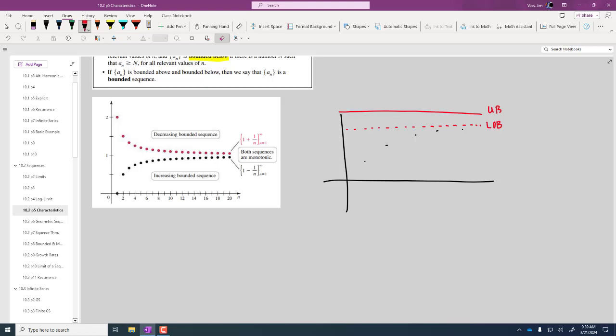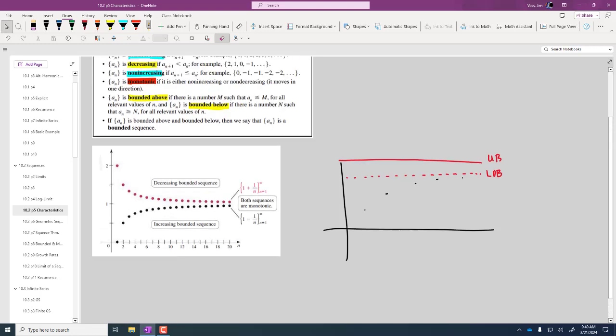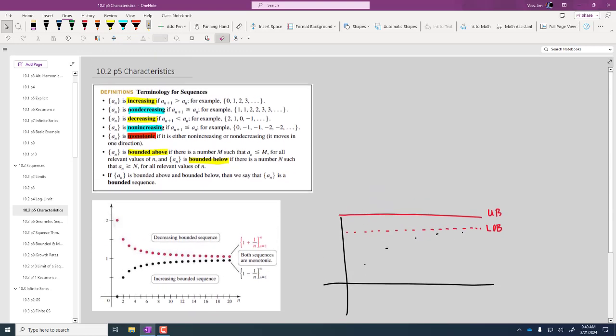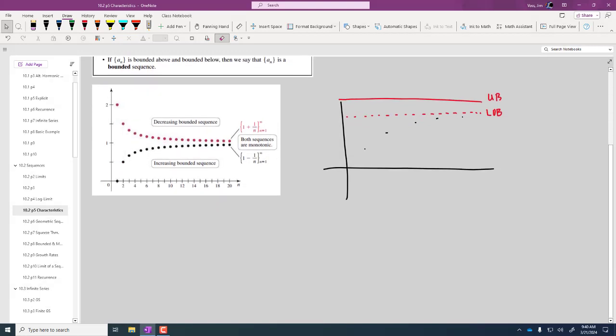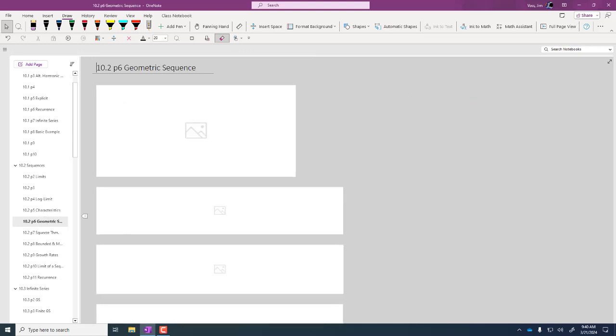So that's going to be a theorem that we are going to see. I guess it's on the next page, probably. I can't remember now. Does that make sense to everybody? Increasing and bounded above, it's got to converge. Decreasing and bounded below, it has to converge. Okay, so those are some characteristics of sequences.